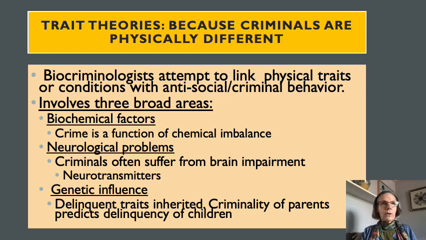Hormones are biochemical too, and Eagleman will talk about this. The more hormones you have, the more likely you are to engage in aggressive acts. There are also neurological problems: criminals often suffer from some sort of brain impairment. In the article you're going to see big examples of brain impairment, such as brain tumors, but it also talks about neurotransmitters, the part of your brain that transfers chemicals in order for your brain to take certain actions.